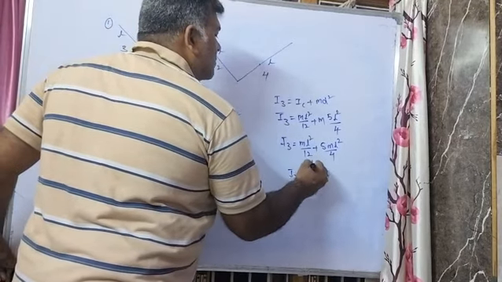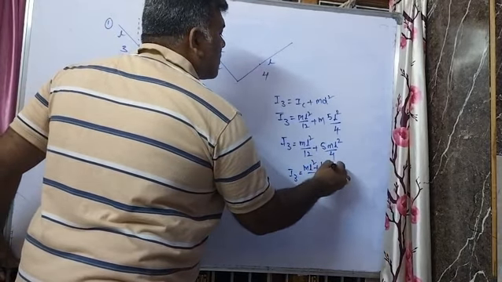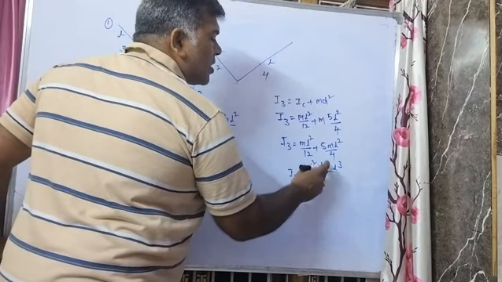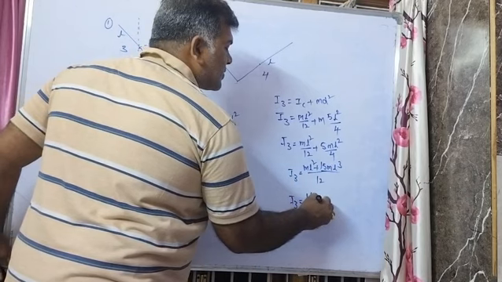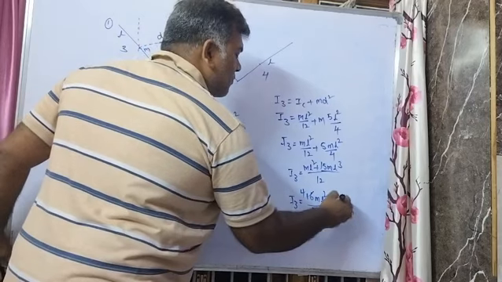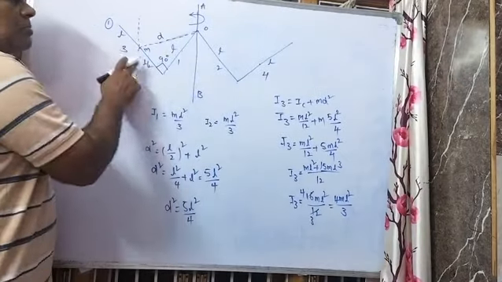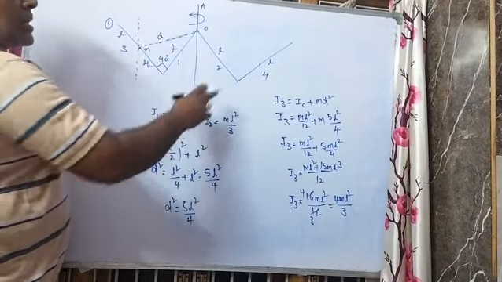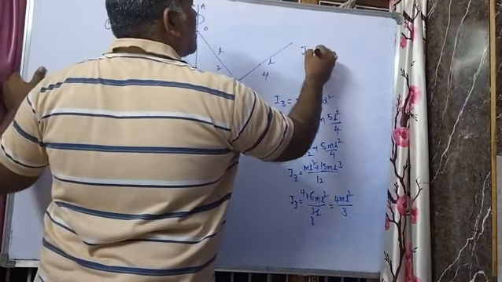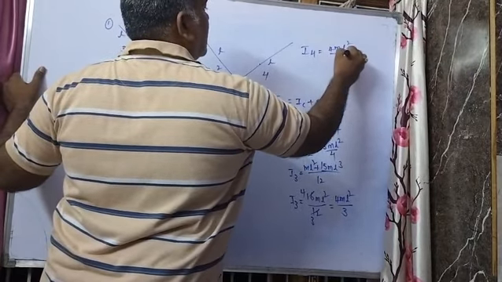ML square, 4 threes are 12, cancelled, 3 into 5 gives 15 ML square. Therefore, I3 is 16 ML square by 12, which is 4 ML square by 3. This is the moment of inertia for the third rod. Similarly, the fourth rod uses the same formula, so its moment of inertia is also 4 ML square by 3.